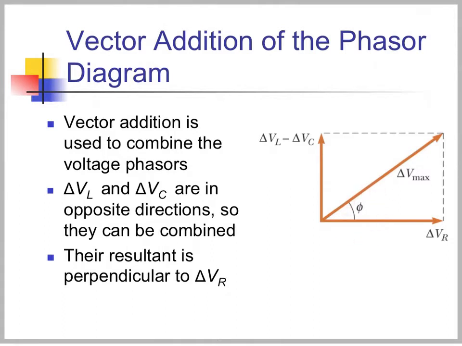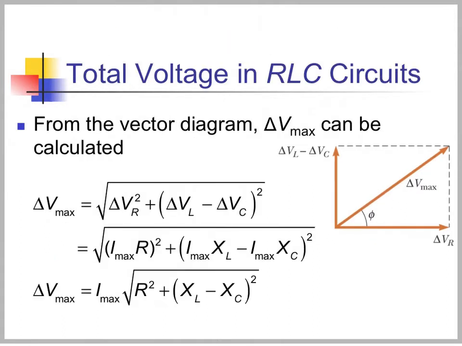So delta V max is the square root of delta V R squared plus delta V L minus delta V C quantity squared, or plugging in what this is in terms of current, it's going to be I max R squared. Then I'm going to get I max chi sub L minus I max chi sub C, quantity squared. I can pull the I max squared out of all of this, and I get the square root of R squared plus chi sub L minus chi sub C quantity squared.